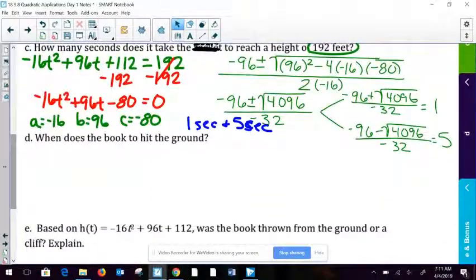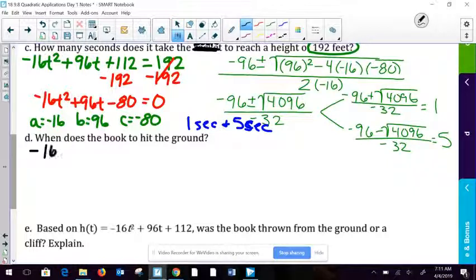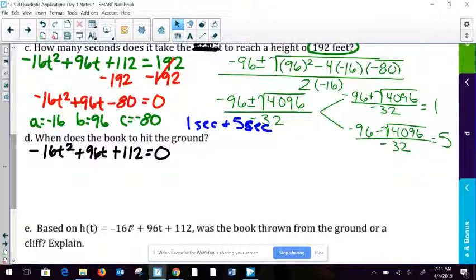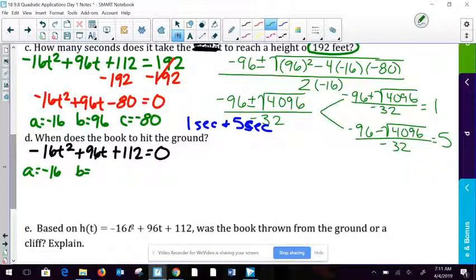All right, the next question is asking us, when will that book hit the ground? So how high up is the ground? Right, it's 0 feet. This one's nice and easy because we're just going to take that equation that we started with, the negative 16t squared plus 96t plus 112, and set it equal to 0. So again, what do we need to do to use the quad formula? You guessed it, your ABCs. So what is A equal to? Negative 16. B is equal to 96. And C is equal to 112.